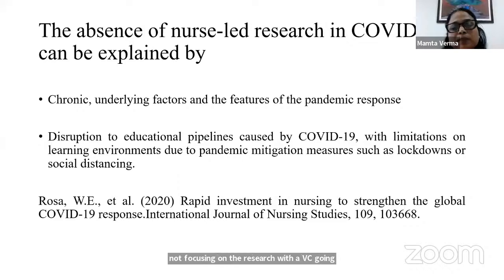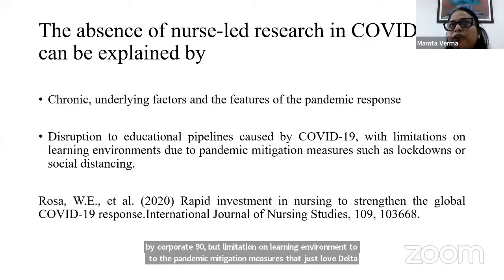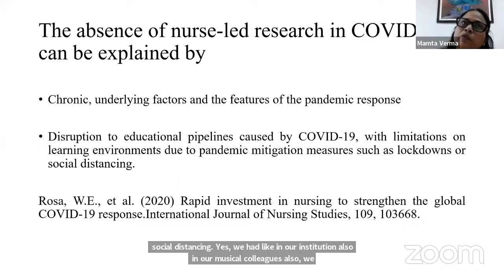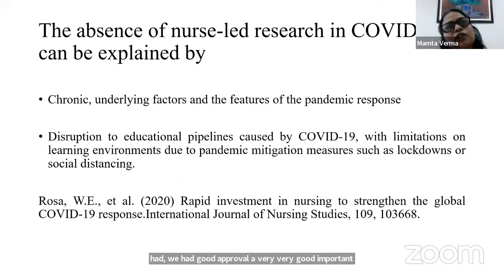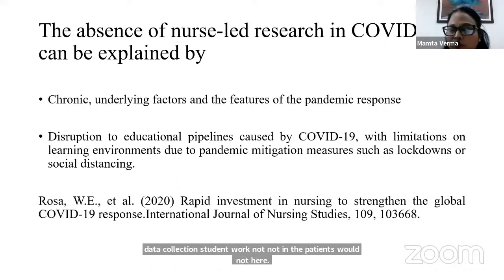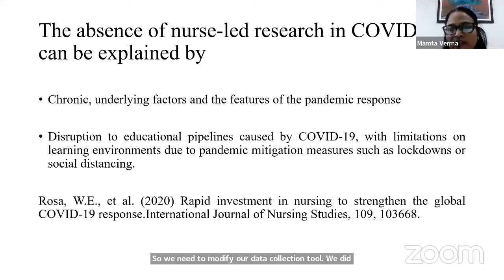Disruption of educational pipelines caused by COVID-19, with limitations on the learning environment due to pandemic mitigation measures such as lockdowns or social distancing. Yes, in our nursing college also, we had got approval for a very important research project. But when it came to data collection, students were not here, the patients were not here, so we needed to modify our data collection tool. We did data collection grossly based on online tools or through interviews. So this was the absence of nurse leader research.